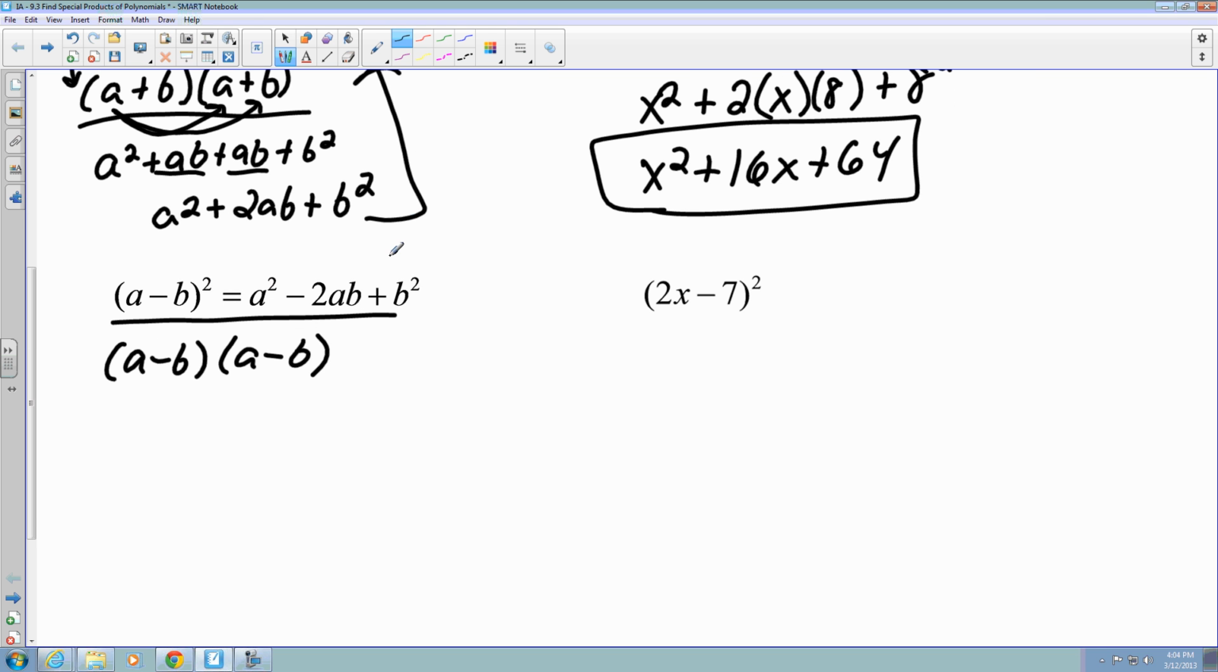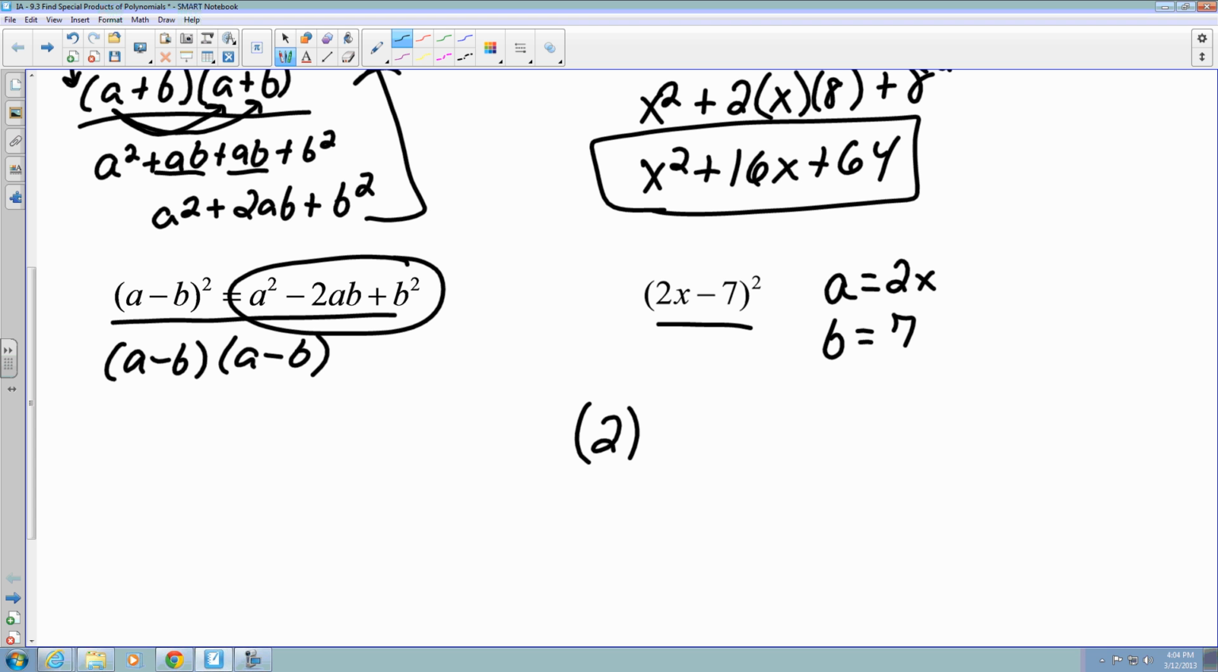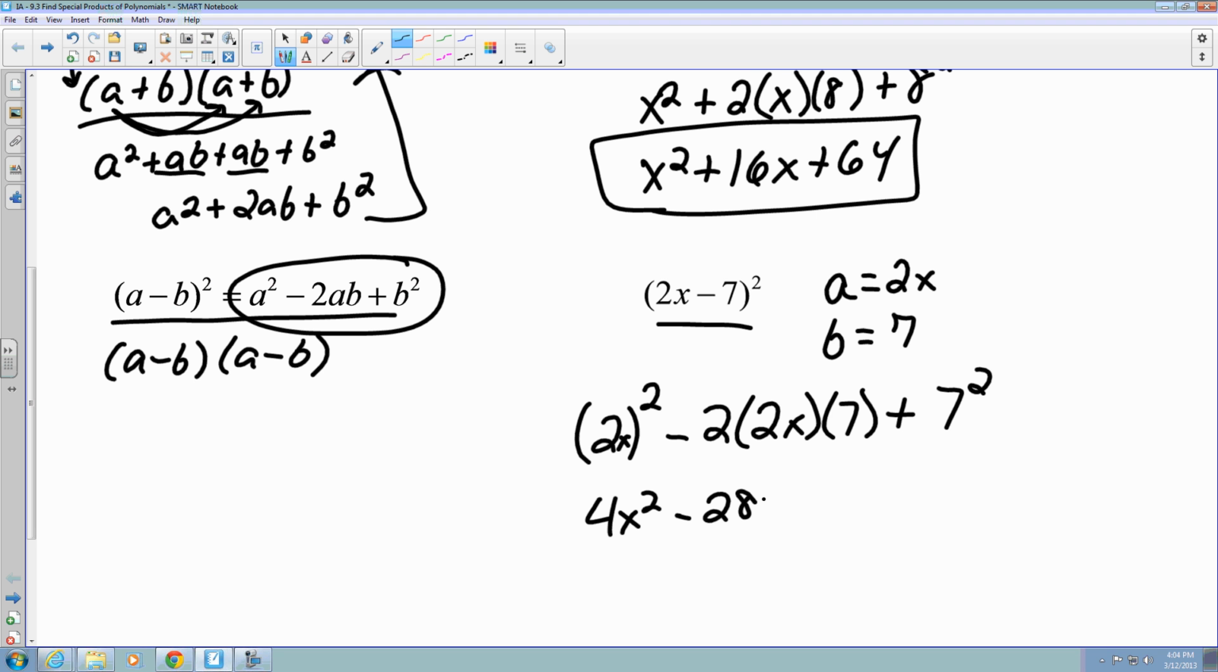If I were to have 2x minus 7 quantity squared, I could say that a in this case would equal 2x, and b in this case would equal 7. So I would just apply this equation towards this expression. So I would have 2x squared minus 2 times 2x times 7 plus 7 squared. 2x squared will give me 4x squared, minus 2 times 2 is 4x, 4x times 7 will be 28x, plus 49.